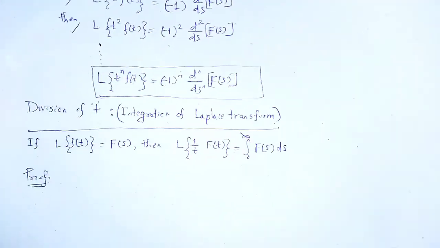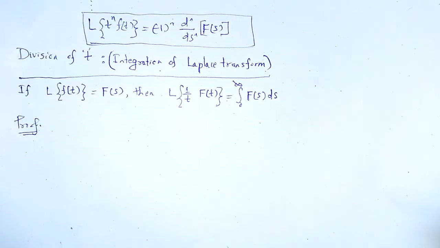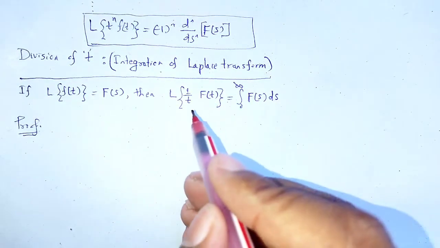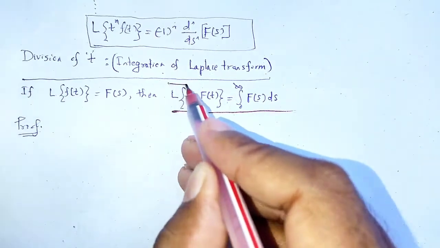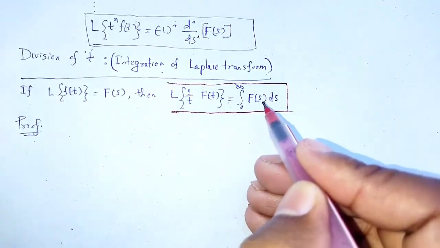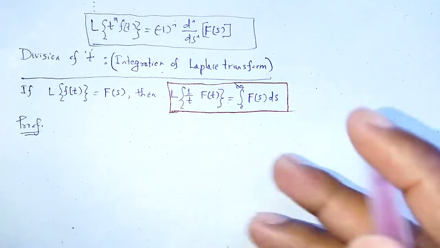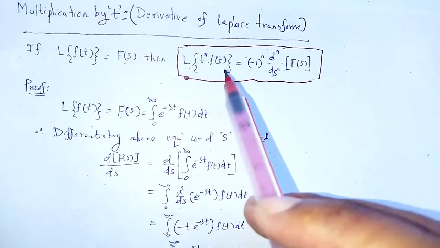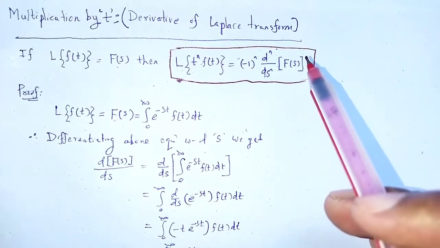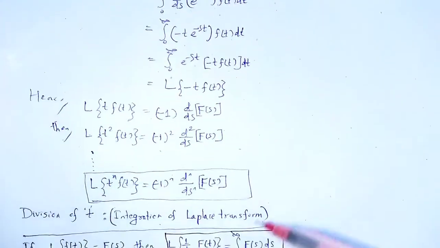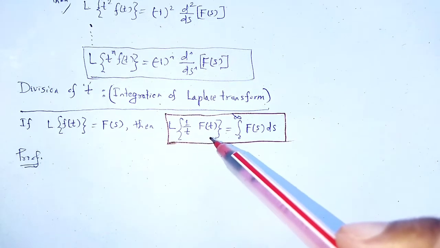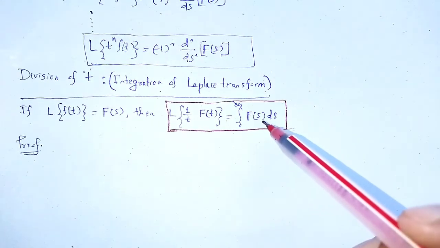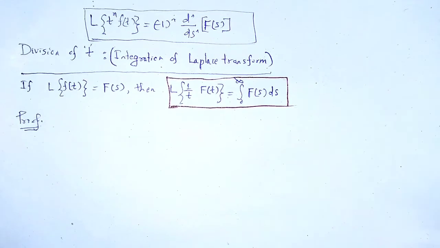If the Laplace transform of the given function f(t) is equal to F(s), then the Laplace transform of 1 by t f(t) is equal to the integral from 0 to infinity of F(s) ds. When t is multiplied to the given function, it will be the derivative of Laplace transform, and if t is divided from the given function, then it will be the integration of Laplace transform.